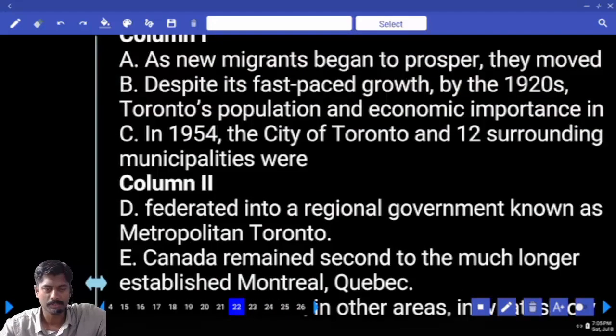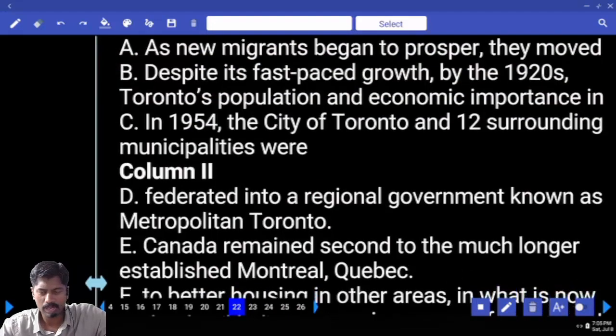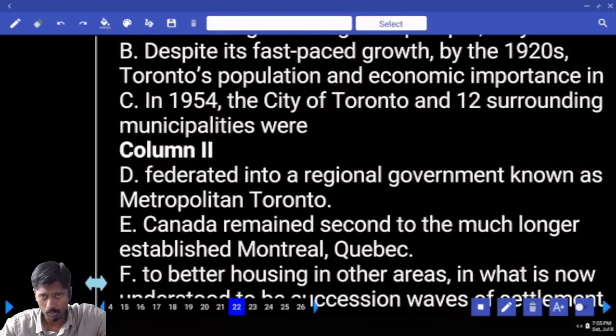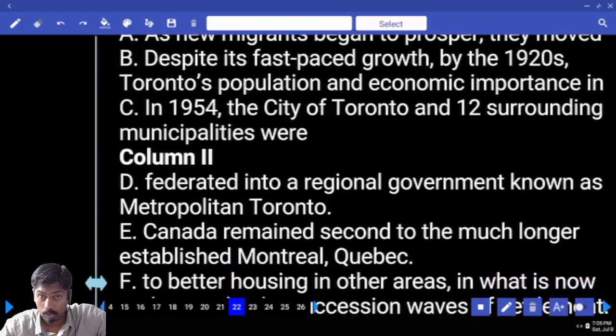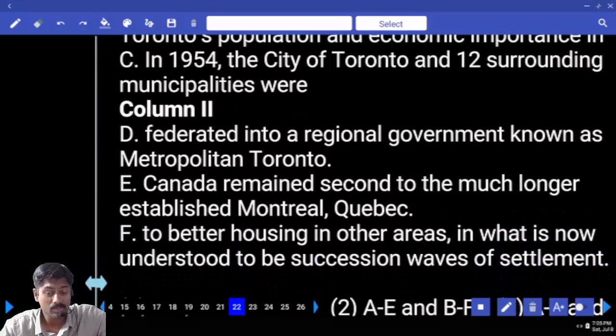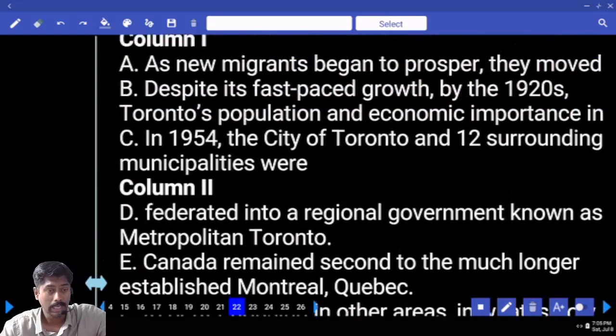I've taken the first one. As new migrants began to prosper and grow, improve. As new migrants began to improve, they moved. They moved federated, wrong, both are verbs. They moved Canada, wrong. They moved to Canada. They moved to better housing in other areas. Yes, in what is now understood to be succession of years of settlement. A, F.